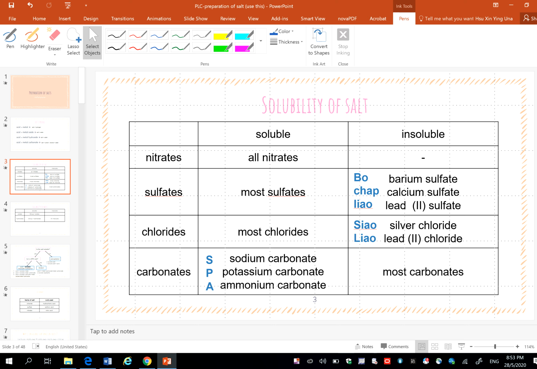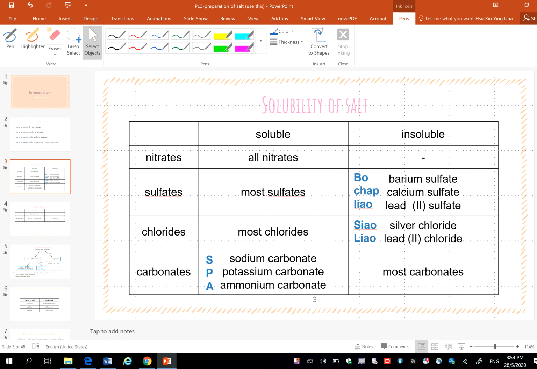It may seem intimidating to memorize, but it's actually quite simple. All nitrates are soluble. For sulfates and chlorides, you have to pay a little bit more attention. I will teach you the way I remember it. I remember BaCaPb, or it can be anything that you can make a short form for to help yourself remember. So barium sulfate, calcium sulfate, and lead(II) sulfate are insoluble.